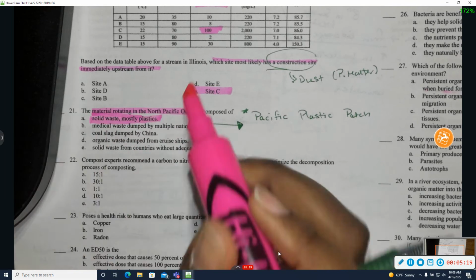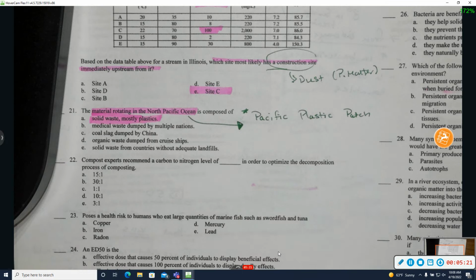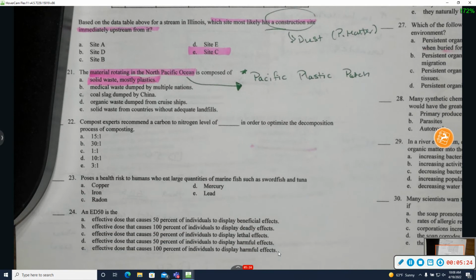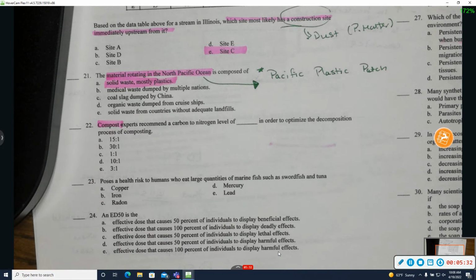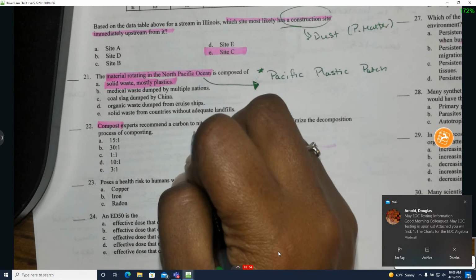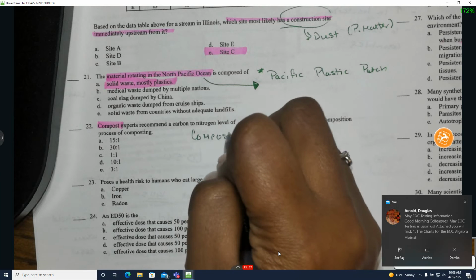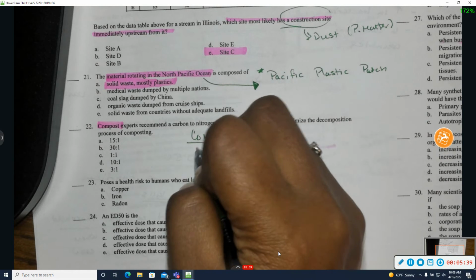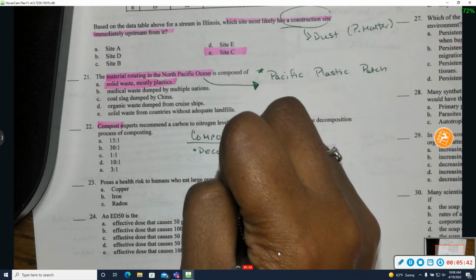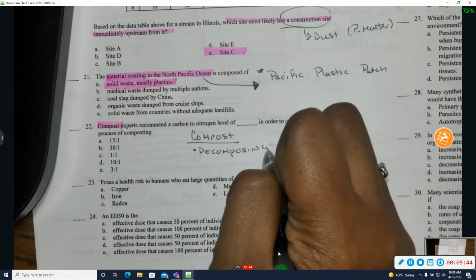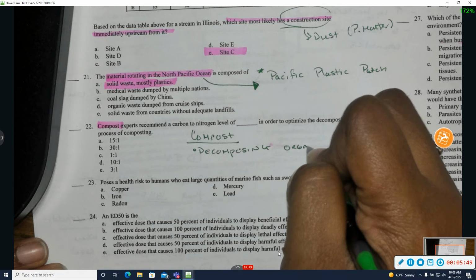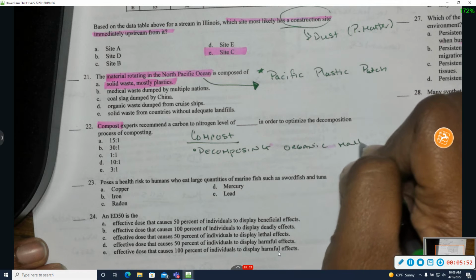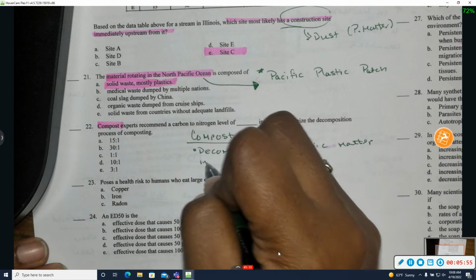Okay. The next one, compost. This was a very specific question. Sorry about this one, but it was very specific. If you're not remembering what compost is, some of us remember, some of us don't. Compost is decomposing organic matter in a controlled environment.